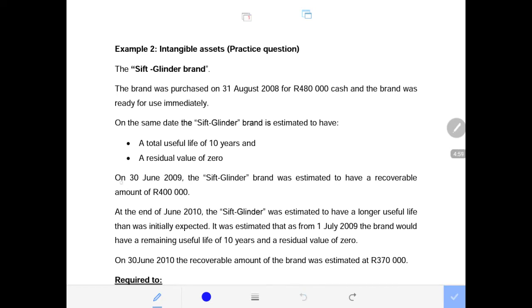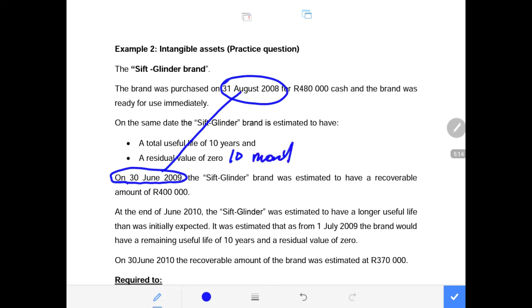On the 30th of June, meaning now 10 months down the line, from the 1st of September, meaning end of August, up until 30th of June, that is where we are. We know that the period here is a period of 10 months. At the end of June 2009, the Sift Glinder brand was estimated to have a recoverable amount of how much? Recoverable amount of 400,000 rands.